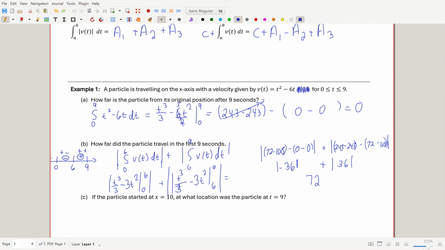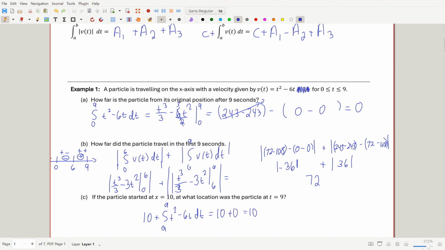I guess I didn't do any of these after I made the change in the problem, because letter C is kind of a silly question. If the particle started at x equals 10, at what location was the particle at t equals 9? Well, what was its displacement? 0. So, yeah, 10. So it's 10 plus the integral from 0 to 9 of t squared minus 6t dt, which we've already solved. That's 10 plus 0. Yep.